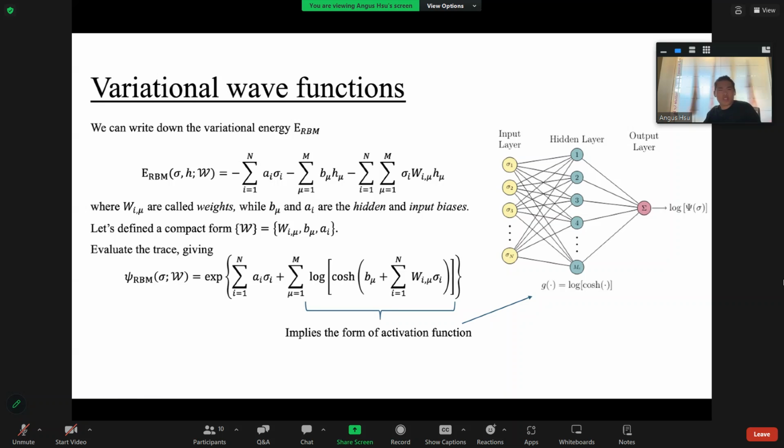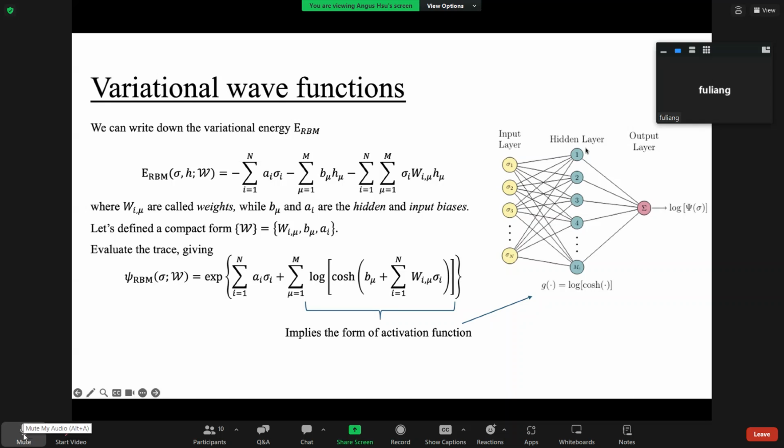I didn't put many details here, but in one of my references, sigma is a spin configuration, and in the end the variational wave function, for every spin configuration, needs a wave function amplitude. And W is the weight of these neurons. It's the variational variable.